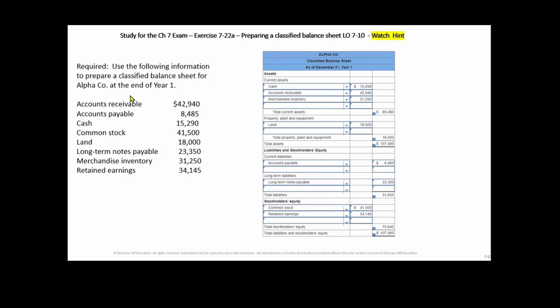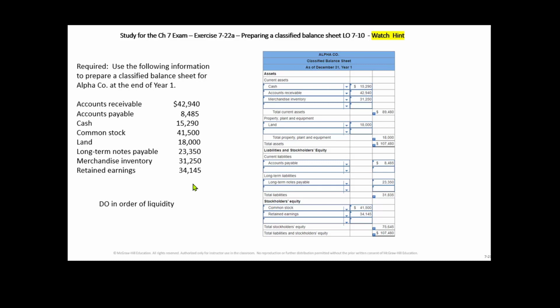I would, first of all, notice this. These accounts that you're going to go from here over to this actual classified balance sheet are in alphabetical order. They're not in the order that you would normally put these things in a real world situation. In the real world, you put things in what's called liquidity order. Liquidity means that the things you put down first are the most liquid, that is, you could turn into cash most quickly, right?